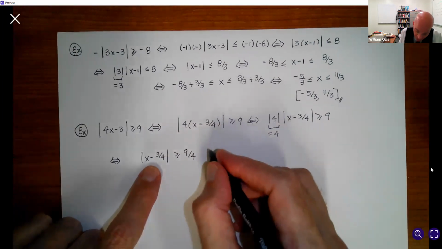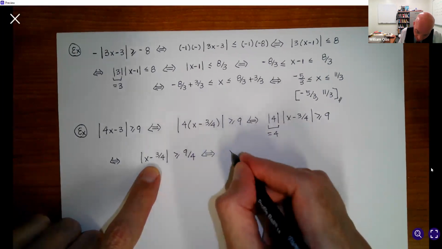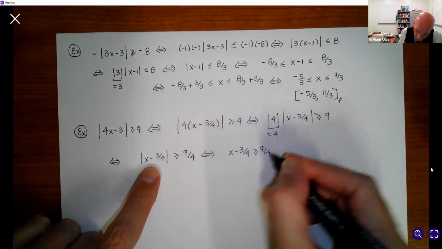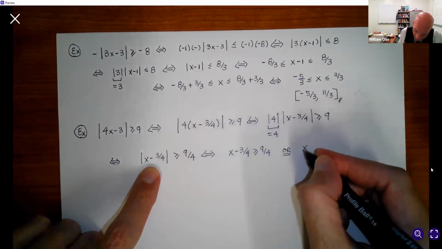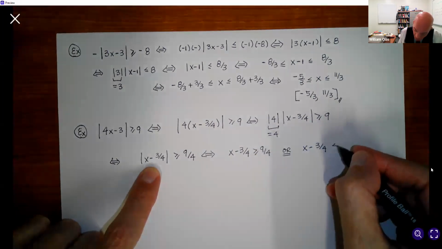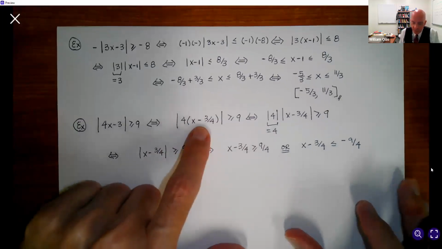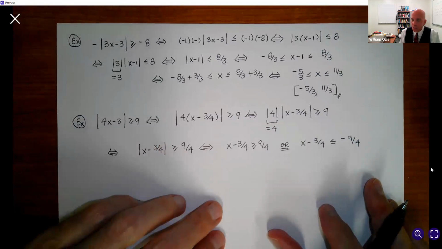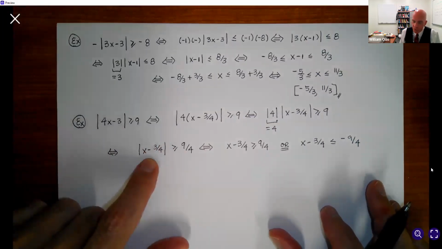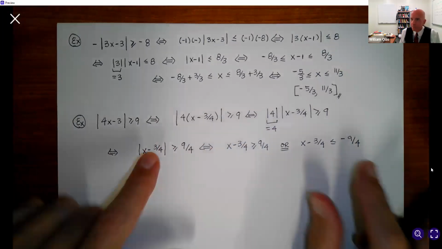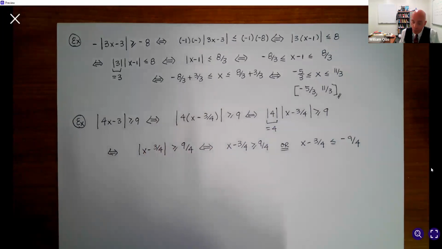And now we can apply the disjunction theorem. So we have x minus 3/4 greater than or equal to 9/4, or x minus 3/4 less than or equal to the additive inverse of 9/4. Now, again, if you don't do this manipulation, you'll still get the same answer. It just means you'll have to do a little bit more algebra. By cleaning up the algebra here, we make these easier, but it doesn't matter if you don't do it. Again, I want you to get some practice with this. It's important to feel comfortable with the absolute value properties.